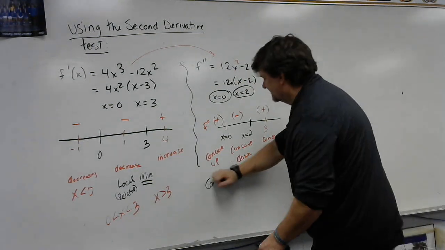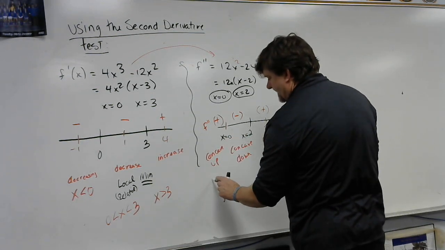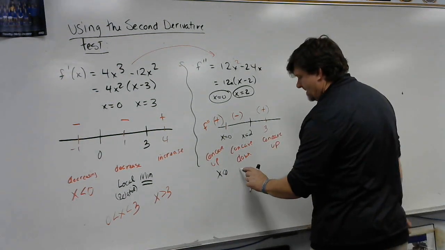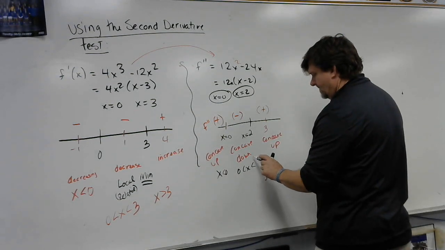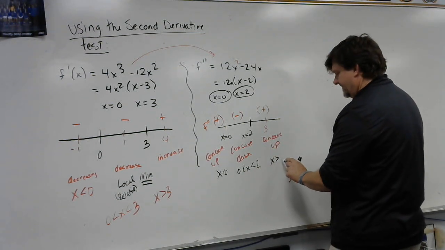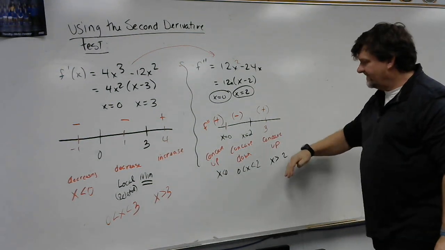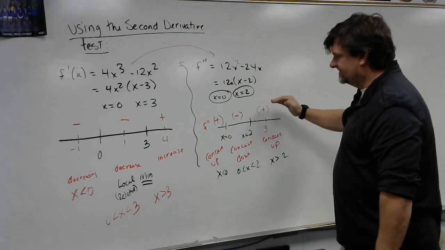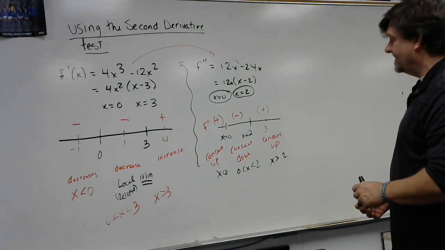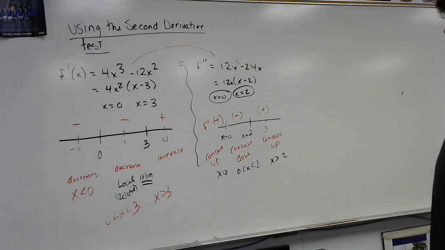Okay, so it's concave up for x is less than 0. It's concave down between 0 and 2 here. And then after 2, it is concave up, right? So we have a concave up piece here. We have a concave down piece at 2. And my maximum or my minimum is at 3. So what does this thing look like here?